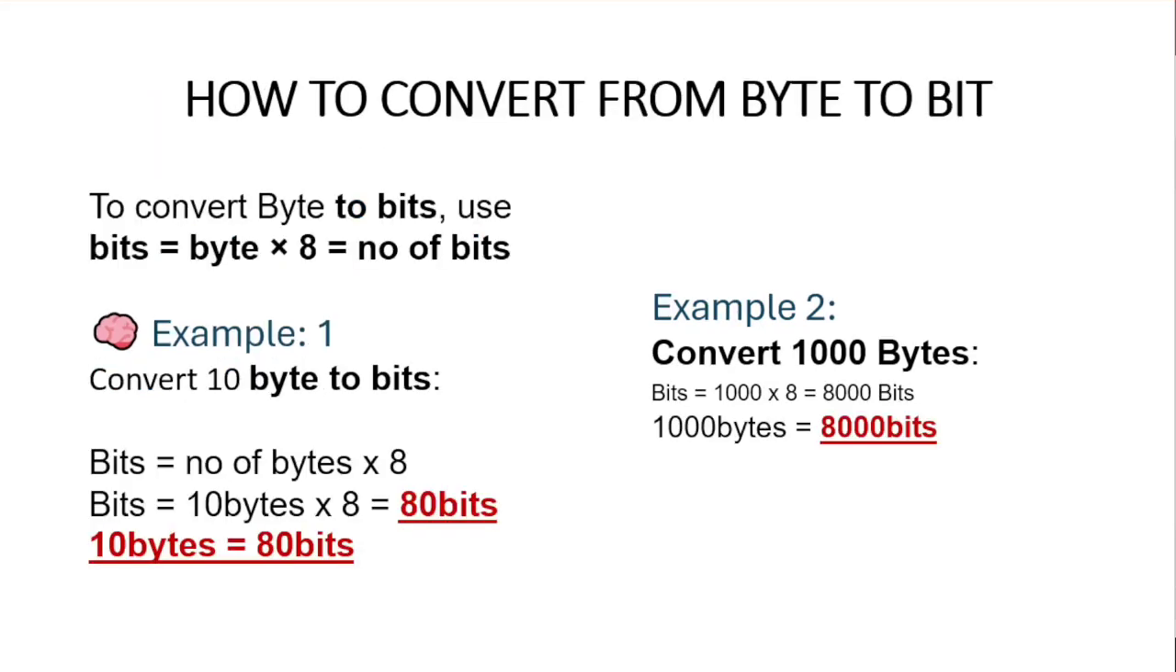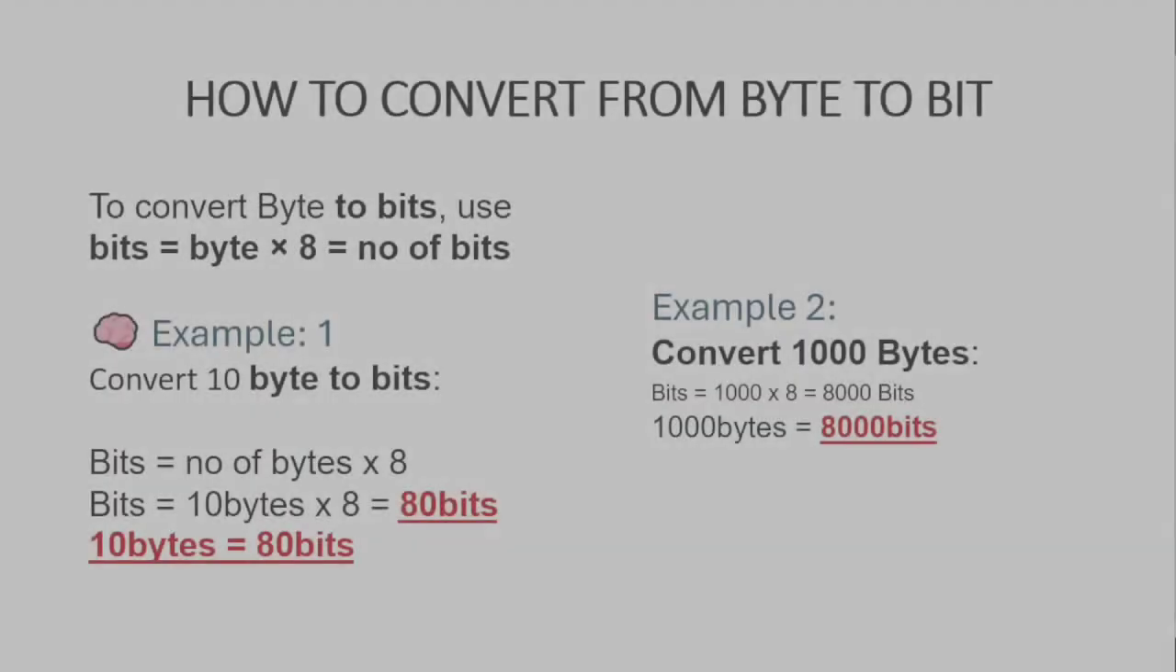How to convert from byte to bit? Now, to convert byte to bit, it's just the opposite of what you are doing, but this time you are multiplying. So you are multiplying the number of bytes you want to convert to bit by 8. So here is an example: convert 10 bytes to bit.